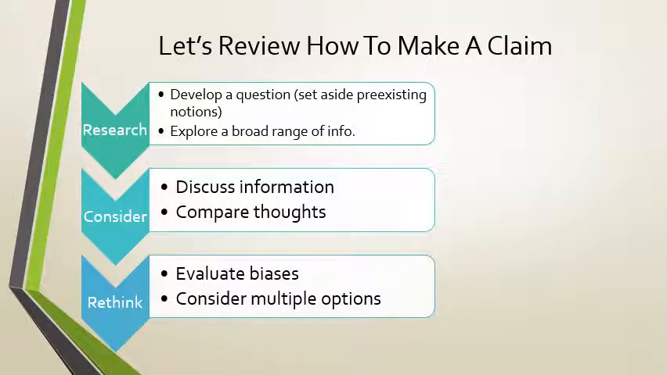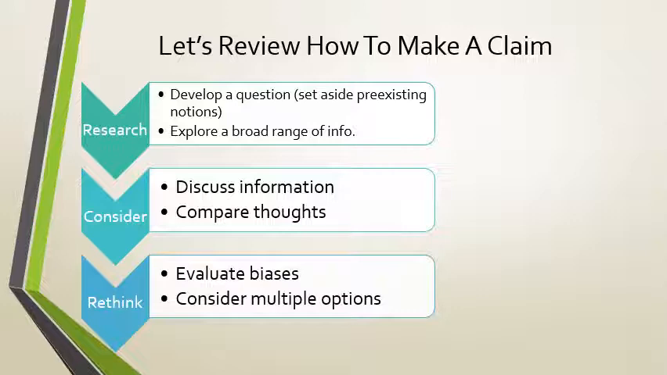So with those skills in mind, let's review where we've already been with how we make claims. This is going back to our lessons on argumentation. I'm not going to do the whole reveal thing here because this is literally just the same graphic that you should have seen in a previous lesson, but let's just look at what it says. Remember that when we make claims, we have to do research, we have to consider what that research is telling us, and we have to rethink what we may have already thought about our topic.